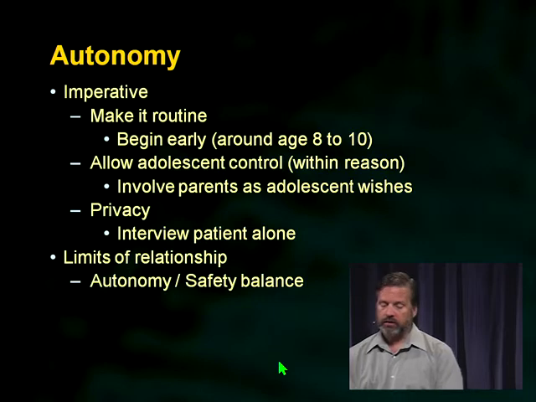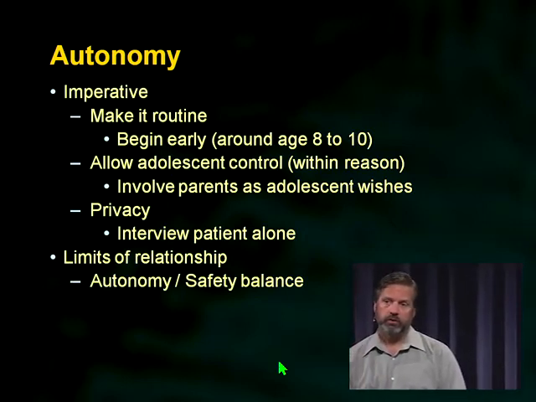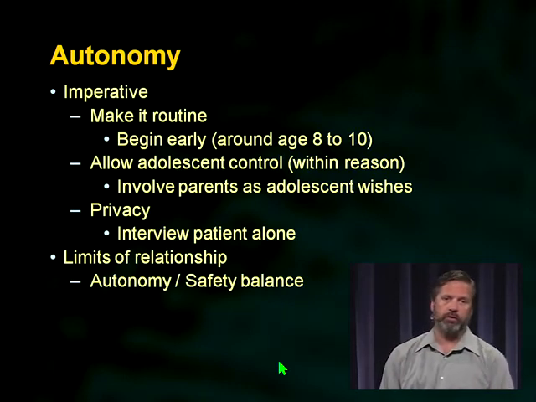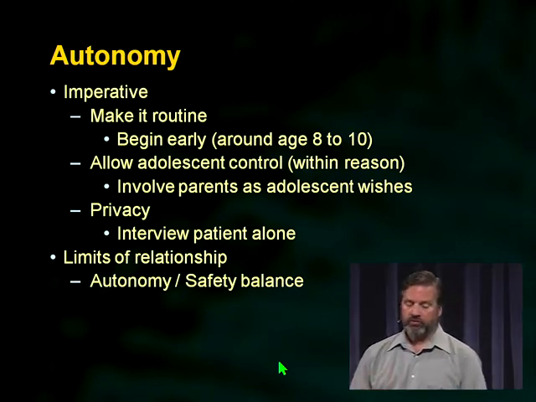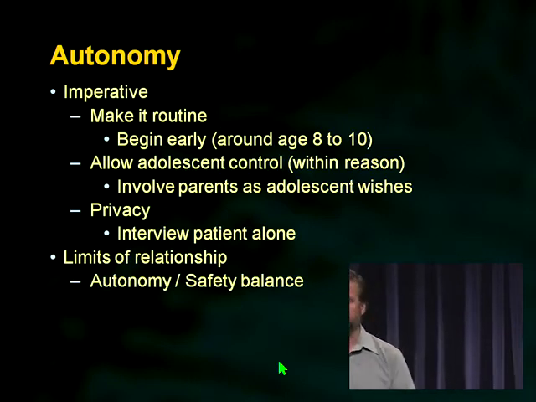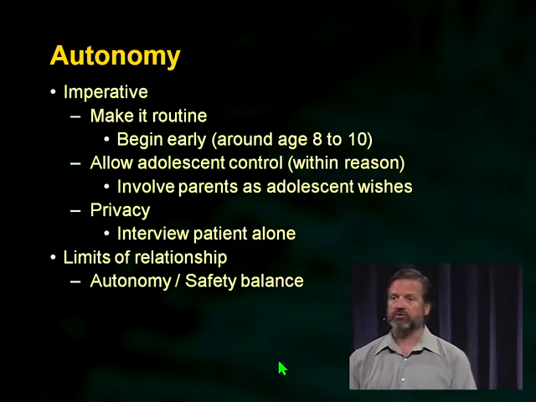So you should allow the adolescent control within reason, and you should involve the parents, if possible, only as the adolescent wishes. That is to say that you need to get into a routine where you're dismissing the parents from your interview with the adolescent at a very early age. I personally would recommend that you start at around 8 to 10 years of age, where you're routinely dismissing the parents from the room. That way, when you do it when they're 14 and the girl presents because she missed her period, you're not asking the parent to leave the room and they're like, oh my God, what's going on? It just is routine. This is something that you do all the time.